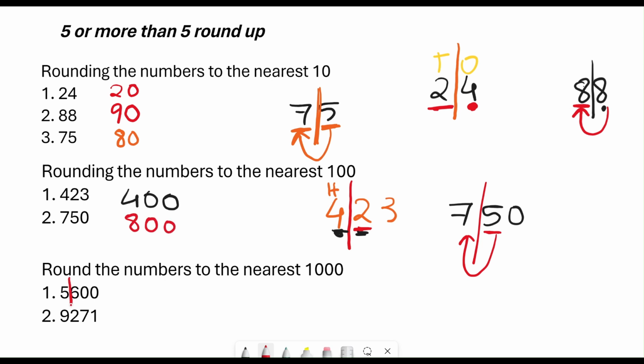You draw a line next to it. Now look at the number 6. 6, we round it up, so this 5 becomes 6,000. So here I draw a line after the thousands place. I have 2. 2 means stay put, so this 9 as it is, 9,000.